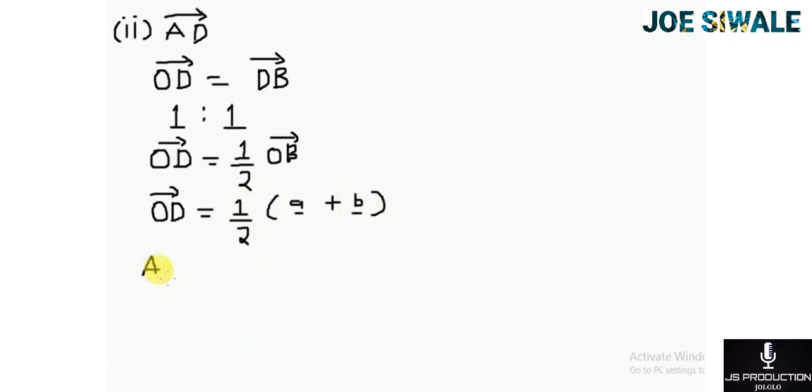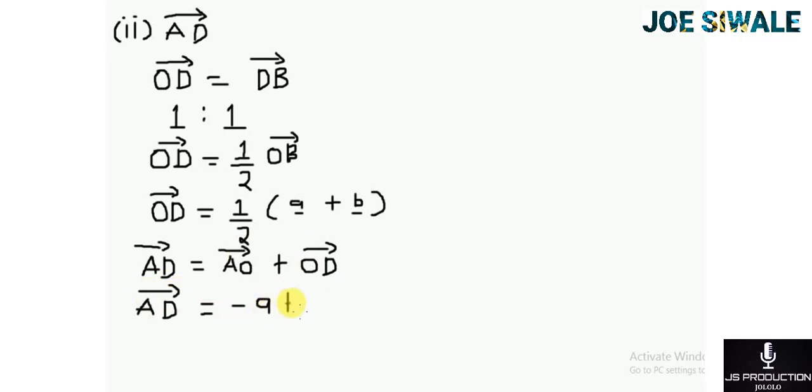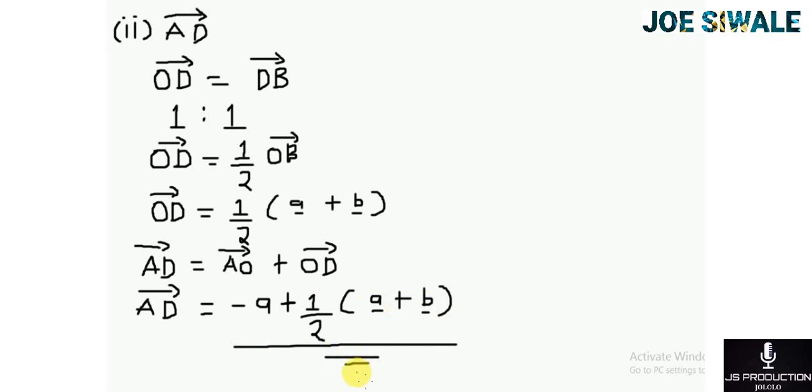So to calculate the value of vector AD, I'll say vector AD is equal to vector AO plus vector OD. So vector AD is equal to vector AO, that's negative A, plus vector OD, that's half open bracket vector A plus vector B.